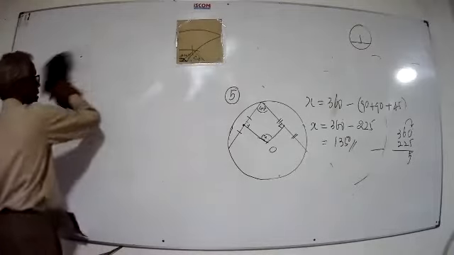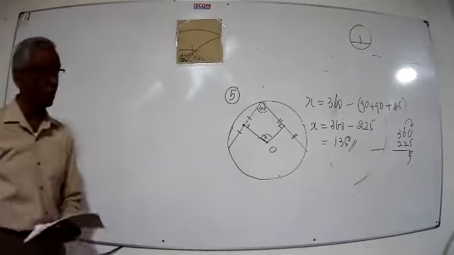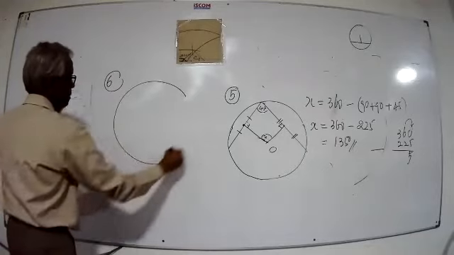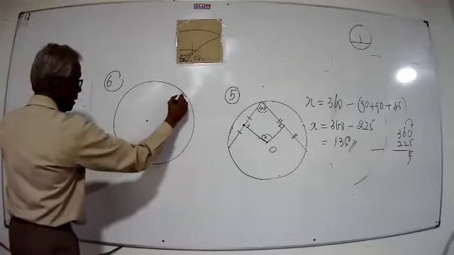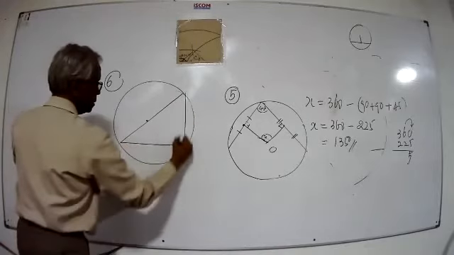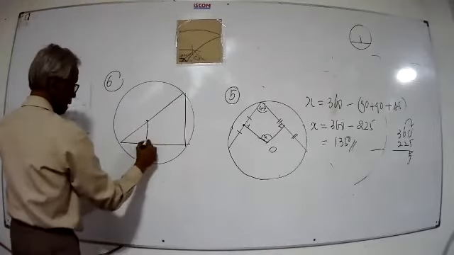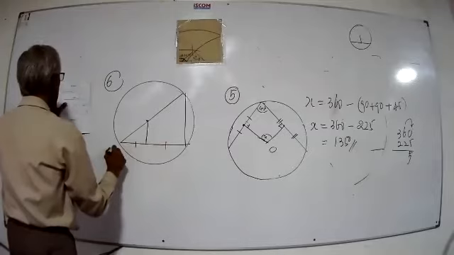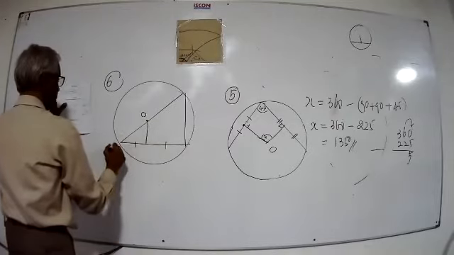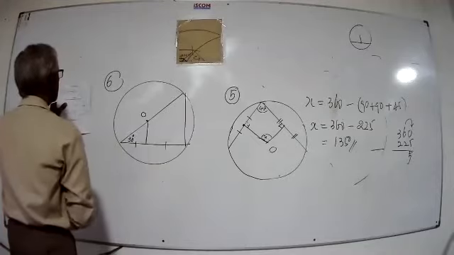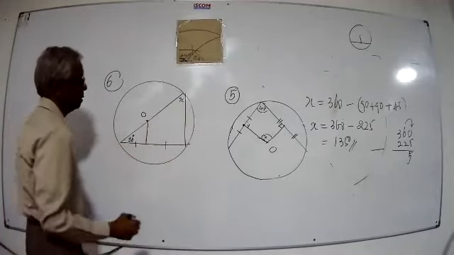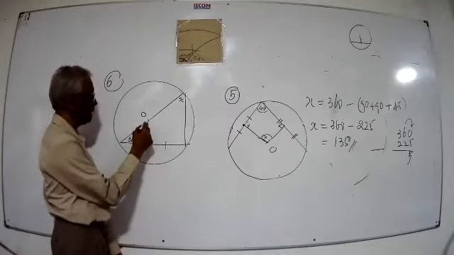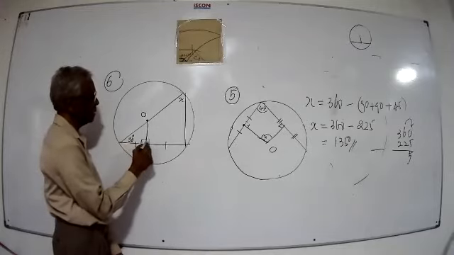Now this is the center, then this is the diameter. This is the midpoint of the chord, this is the center, therefore this is 90, this is 90.